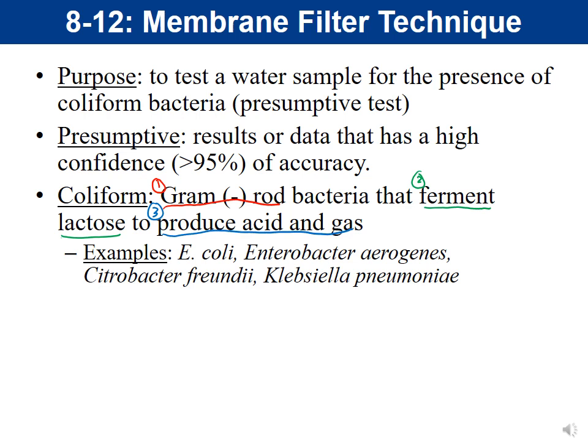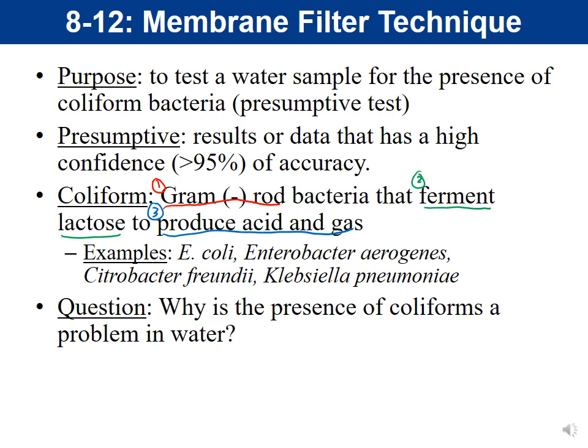Now, examples of coliform include Escherichia coli, E. coli, Enterobacter aerogenes, Citrobacter freundii, Klebsiella pneumoniae. These are all examples of coliforms. Now, if you think of E. coli, or you think of Klebsiella pneumoniae, or any of these bacteria, where would you find them? Where is their normal habitat within the human body? And the answer is that those are normally found in the gut. Those are normally found in the gut, right? They're found in the colon.